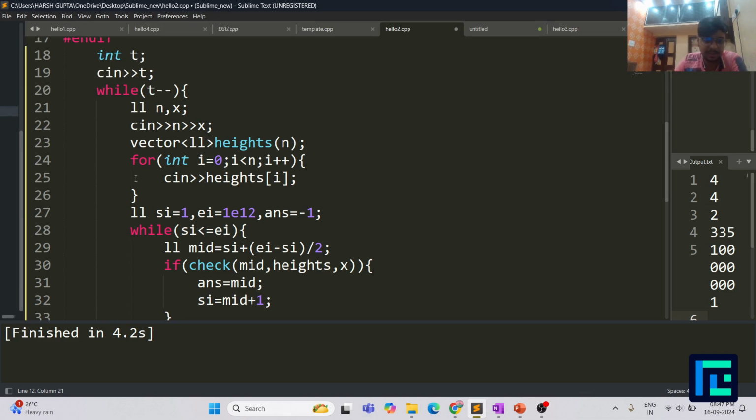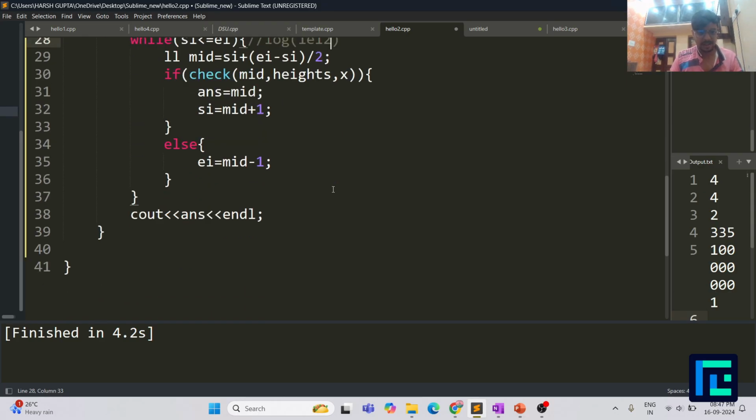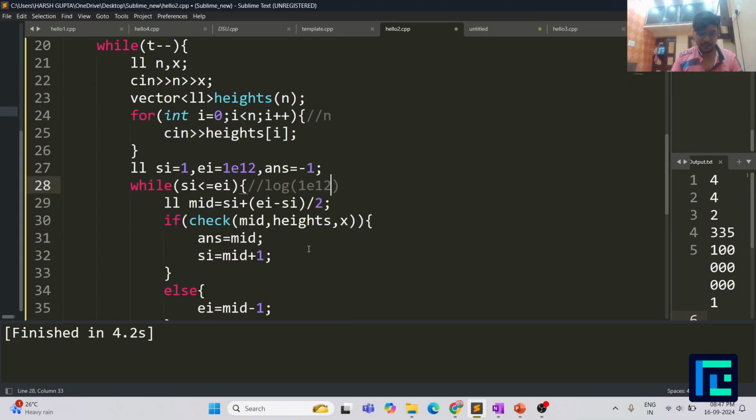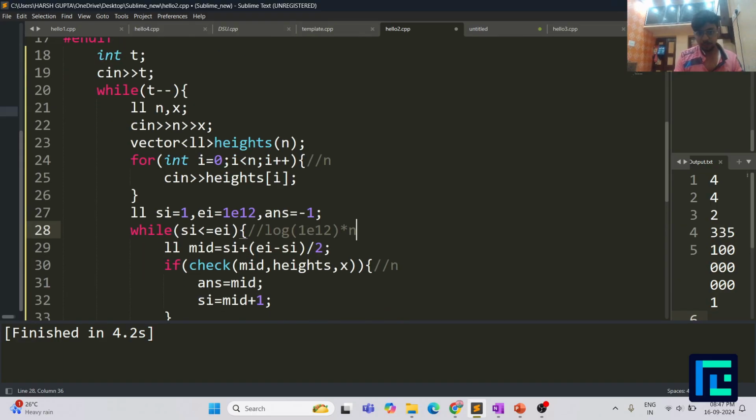Let's discuss the time complexity. For every test case, this for loop is running for n times. This is running for log of 1e12, because initially our search space was of length 1e12, and we know that every time our search space gets reduced by half. So this is running for log 1e12, and this checker function runs for big O of n. So in total, this while loop takes time of log of 1e12 multiplied by n. And yeah, that's all for time complexity.